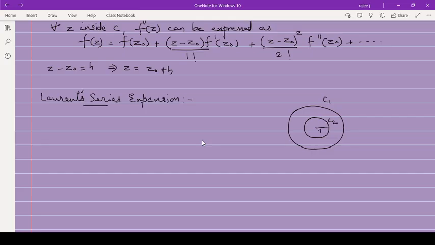Suppose the radius of the smaller circle is R2. Here the center is say z0, and the radius of the bigger circle is R1. So R1 is the radius of the bigger circle and R2 is the radius of the smaller circle. We define a function on such circles, circles with the same center and different radii, which we call concentric circles.